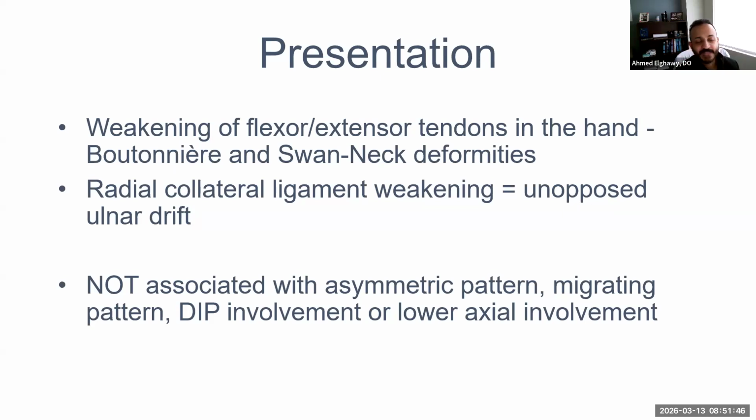If you start to see more of an asymmetric distribution, a migrating pattern, distal involvement of their hands, low back involvement, I wouldn't really be considering rheumatoid arthritis. I may be considering either some sort of mechanical disease or some other autoimmune disease.